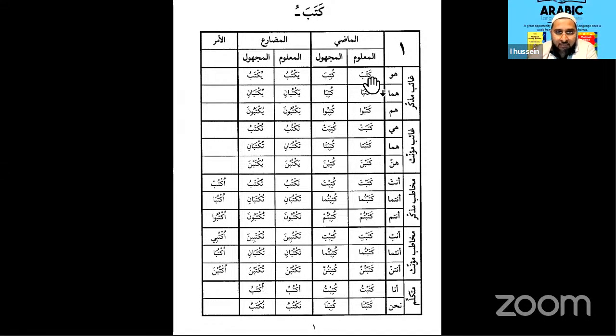We're working on the past tense verb: kataba, kataba, katabu, katabat, katabata, katabna, katabta, katabtuma, katabtum, katabti, katabtuma, katabtunna, katabtu, katabna. Now I want you to learn it at a pace that you're able to say this in about 15 seconds. So you should be able to say that fast. It shows that you've memorized it really well.